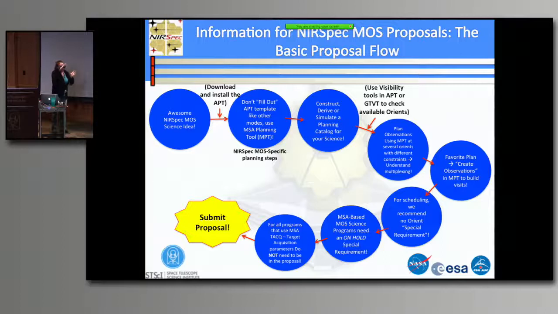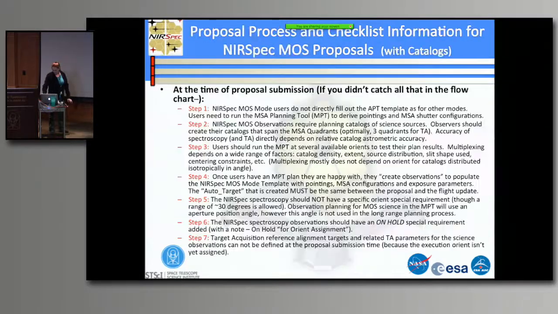And because your orient might change, if you planned your TA reference stars, when you do your flight updates, those stars might not even be in the quadrant field. So it's just extra work for people to plan their target acquisition observations at the proposal time. And we don't want people that are just in general submitting proposals to have to go through that process. And so after you've done these main steps, then you're ready to submit your proposal.